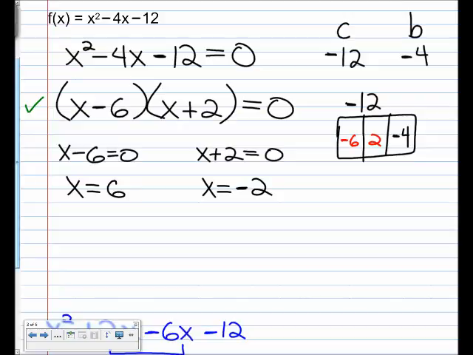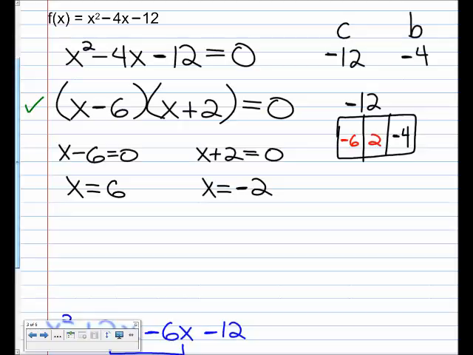Okay, so the whole point here is these numbers are supposed to make this whole thing become 0. So let's see if that happens. I'm going to do some mental math. You guys ready to follow along? Excellent. 6 squared. What's 6 squared? 36. What's 4 times 6? 24. What's 36 minus 24? 12. And what's 12 minus 12? 0. So 6 works.